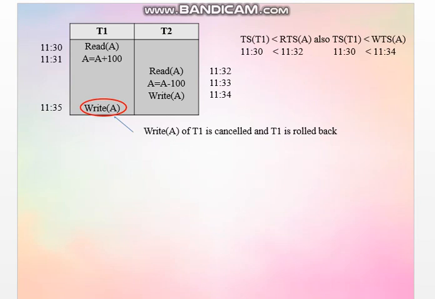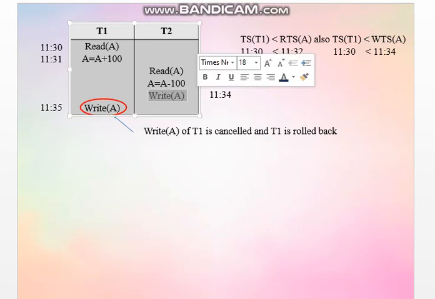This is the example which we have seen just now. See here, I have transactions T1 and T2. Here the reading timestamp is 11:30. Then we have other operations with timestamps 11:31, 11:32, 33, 34, and then 35. So this write operation is cancelled and it has to be rolled back. Why? Because here writing has already happened.